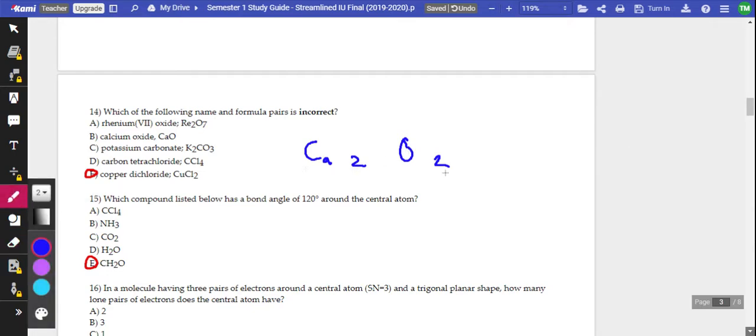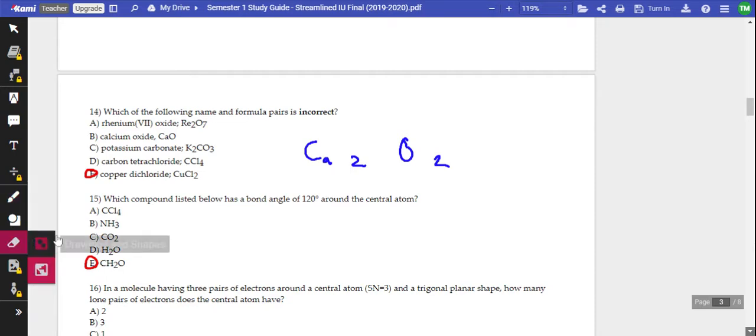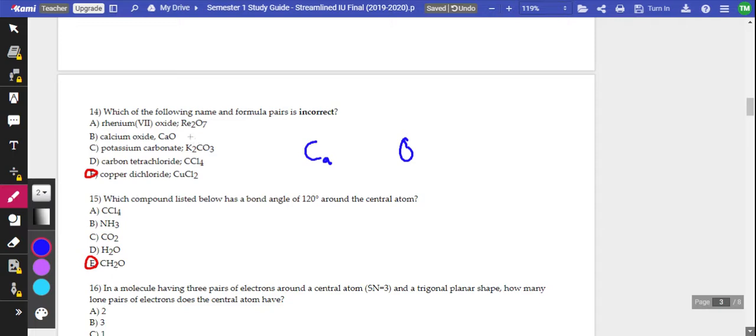If you have a 2 and a 2, or a 3 and a 3, or a 4 and a 2, or a 6 and a 3, they can be reduced. So reduce those down as you need to, to get the lowest common denominator. In this case, 1 of each, so it's just CaO. That looks good to me.